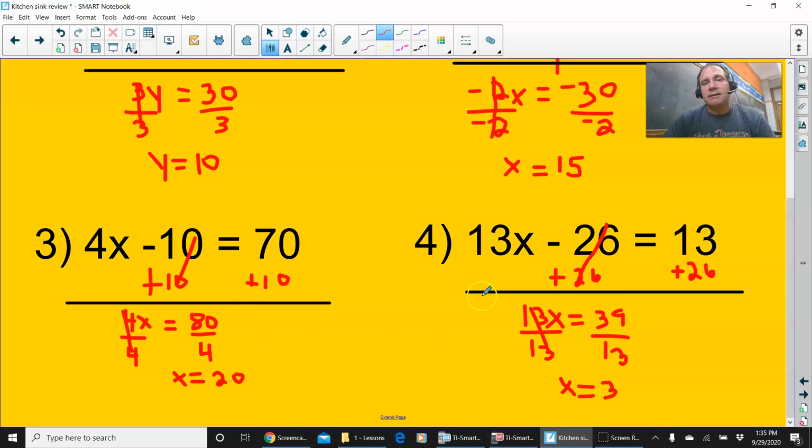Hopefully you got that. Number 4, you add 26, because here's the negative 26, always working from the left side right here with the variable. You add 26 on the right side as well. The 26s cancel. You bring down the 13x, always bring down that equal sign, and bring down the 39. 13 plus 26. And you divide by 13, because the opposite of multiplication is division, and you divide by 13 on the right side. X equals 3.